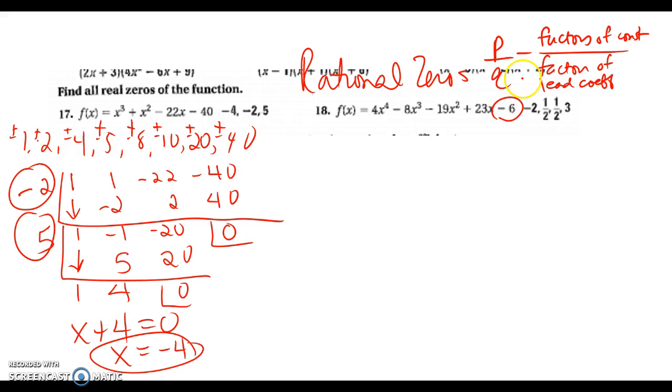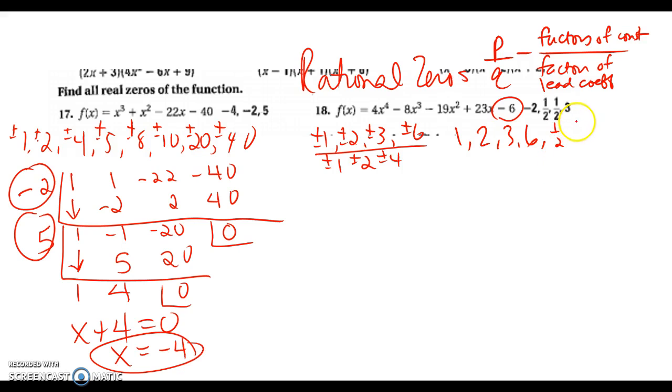Right, so our P is -6, so plus or minus 1, plus or minus 2, plus or minus 3, plus or minus 6, all over plus or minus 1, plus or minus 2, plus or minus 4. So our possibilities would be, I'm going to leave the plus or minus off, but they belong there: 1, 2, 3, 6, 1/2, 2 over 2, 3 over 2, 6 over 2, which is 3, 6 over 1, 6 over 2, which is 3, 6 over 4, which is 3/2. These are the possibilities. So I graphed it, and it looks like I can try 3.